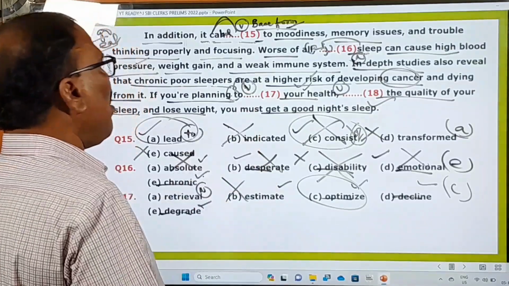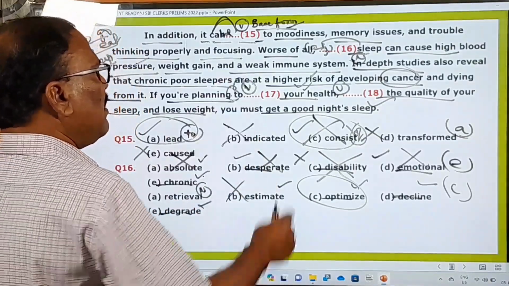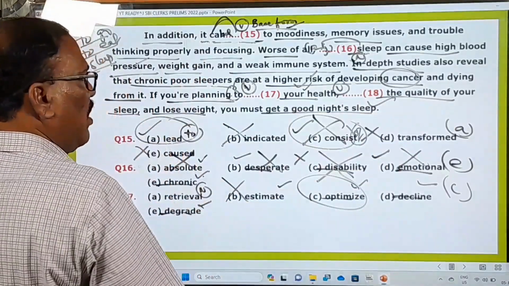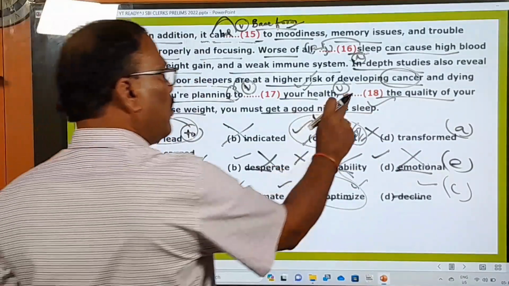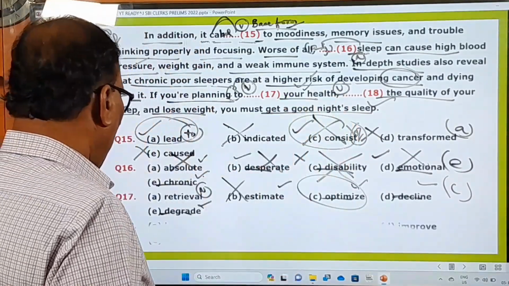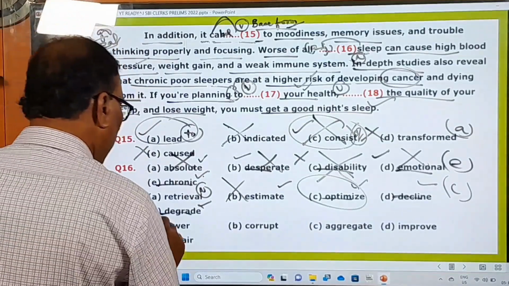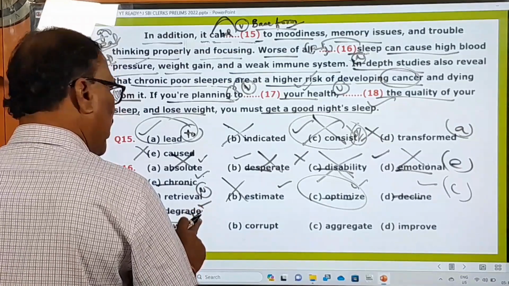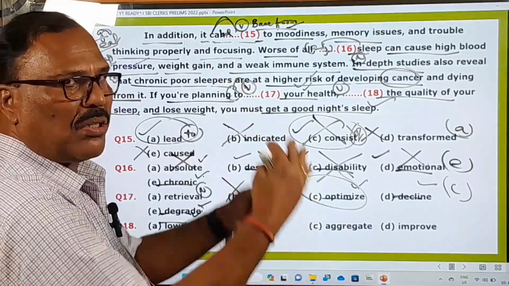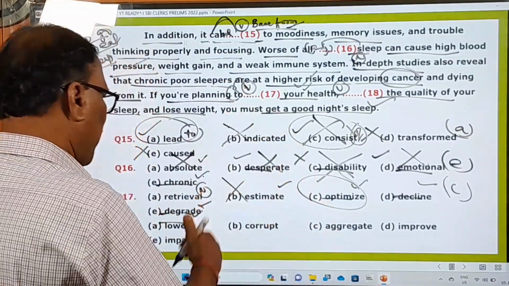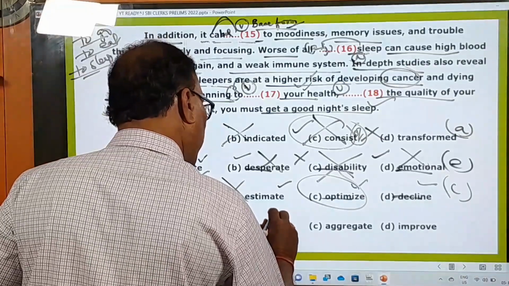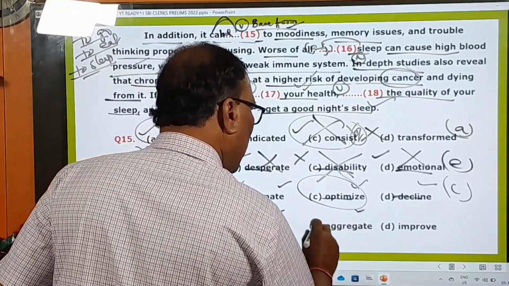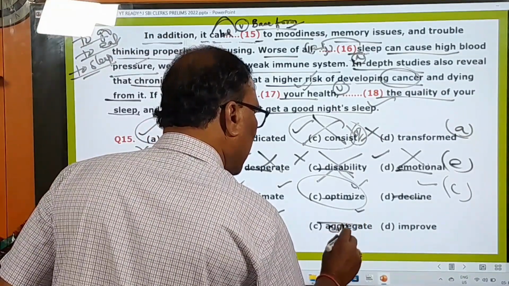Okay, right. And the last blank is given here. Dash the quality of your sleep. Again, you have to use a verb here. Let us see the options given. Lower means to bring down or to decline or to downgrade something. Corrupt means to spoil. It is also a verb. Aggregate means collective.